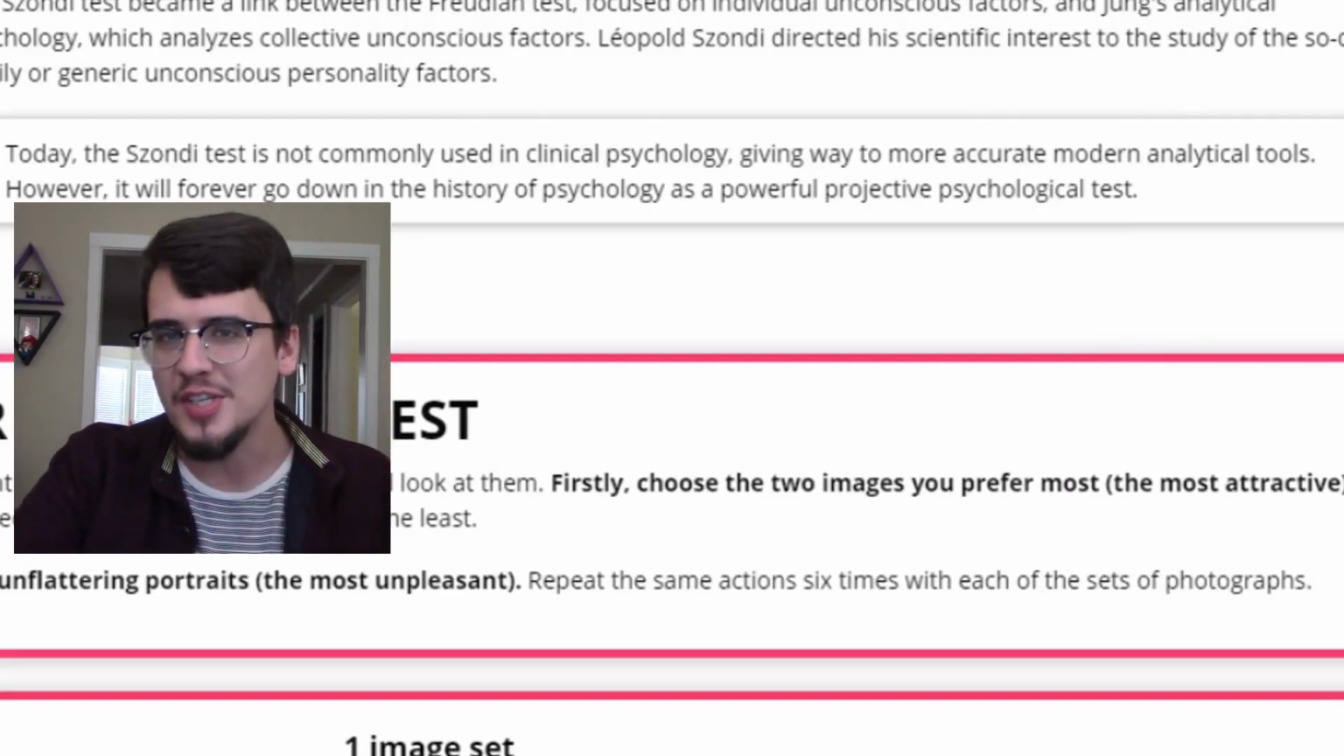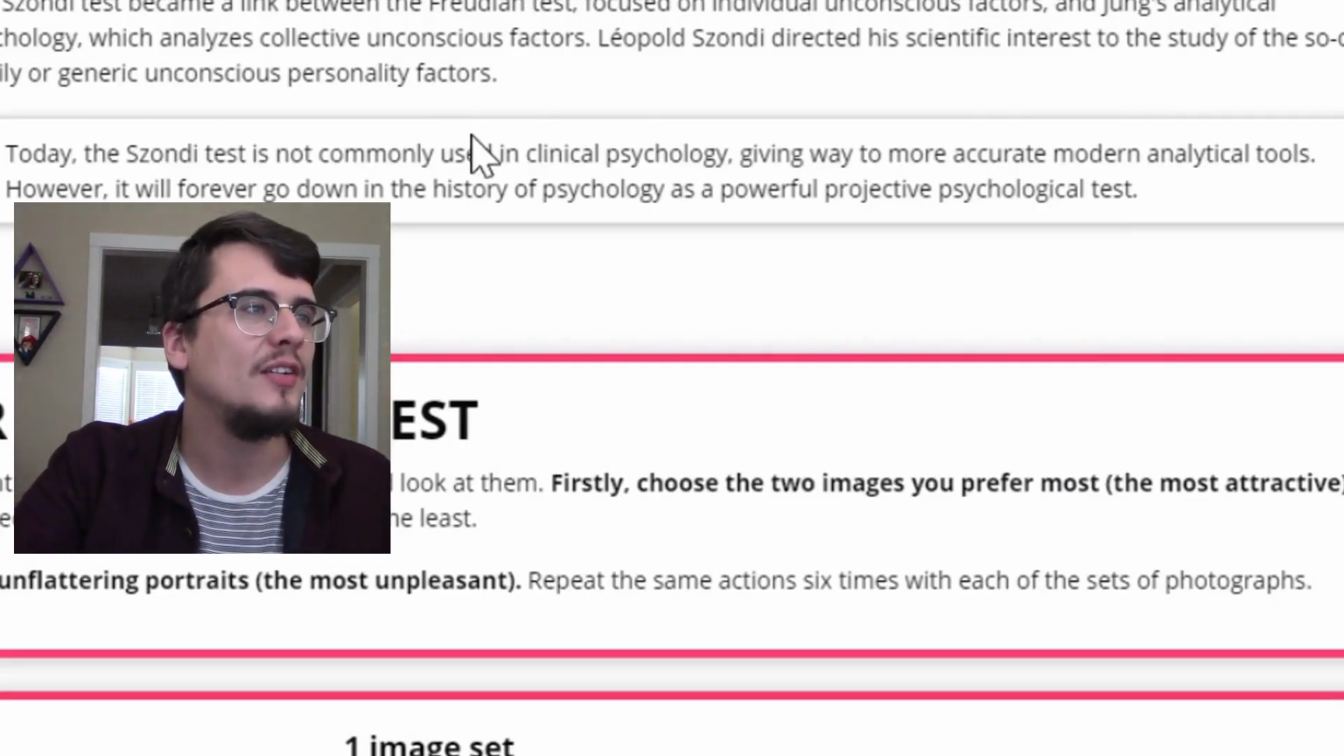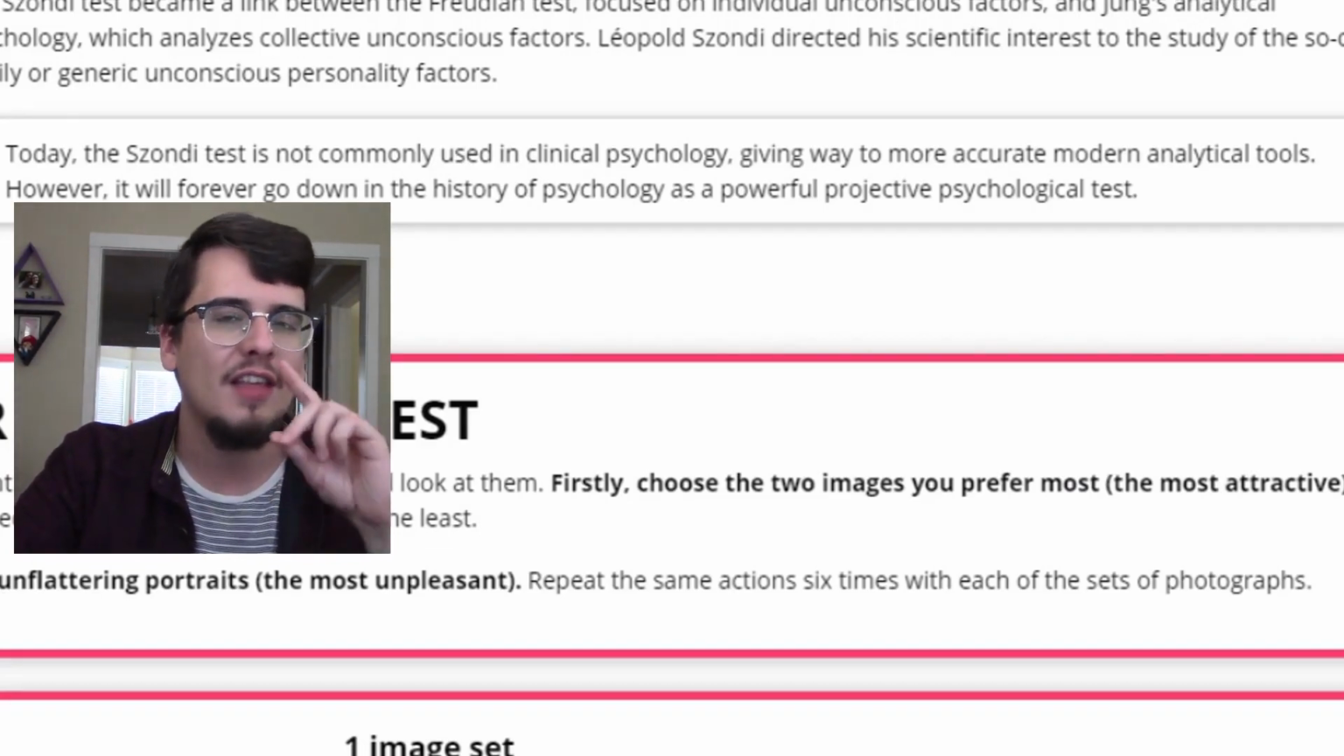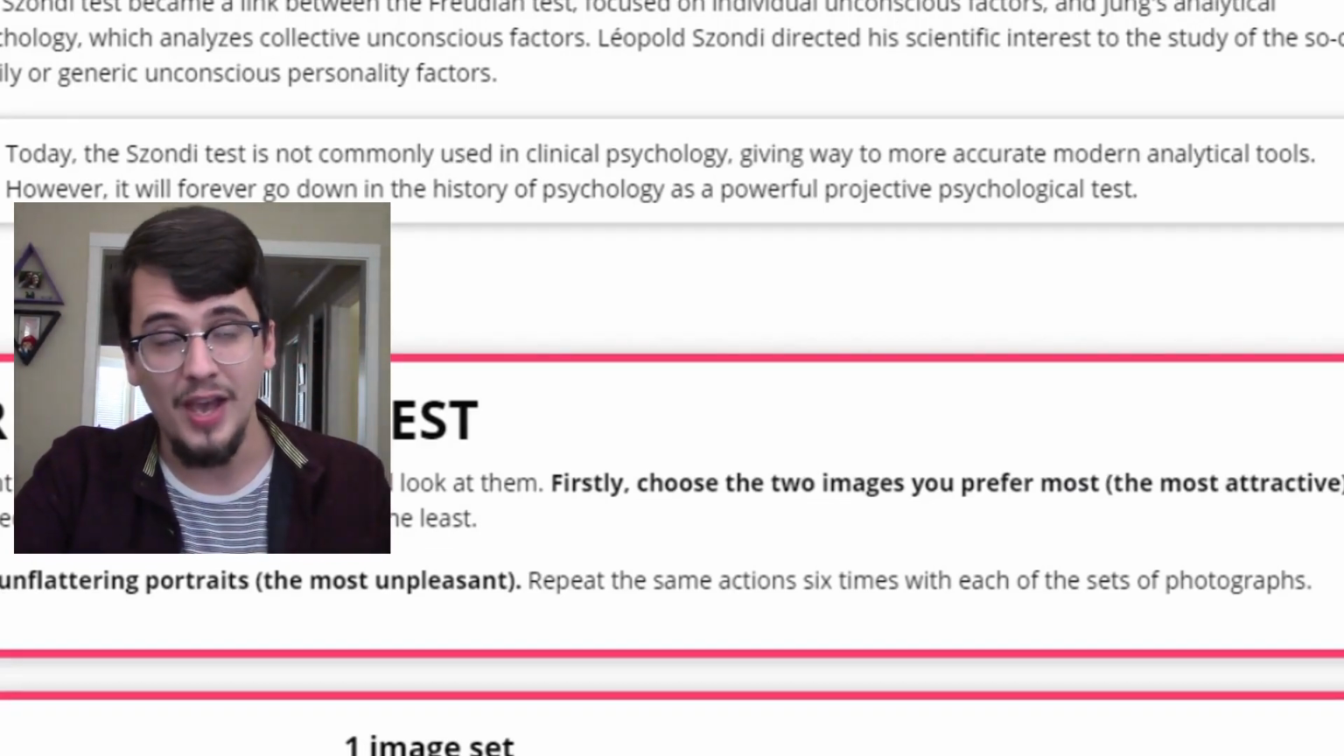Also, keep in mind this is just for fun. As you can see here, it's not really commonly used in clinical psychology anymore. Now that doesn't mean that it's bad. I do think that this process of projection is one of the more interesting psychological tools available, but yeah, it requires interpretation, so tread cautiously, don't take it too seriously. But if you want to think about it, if it gets some ideas percolating, feel free to self-reflect.